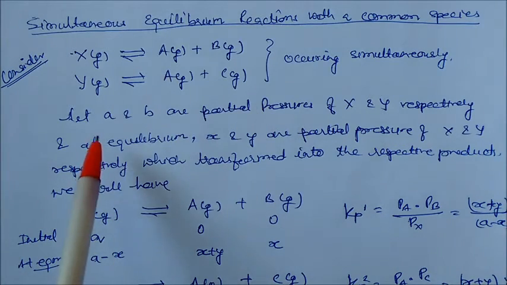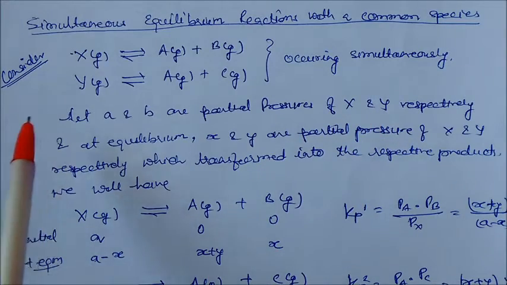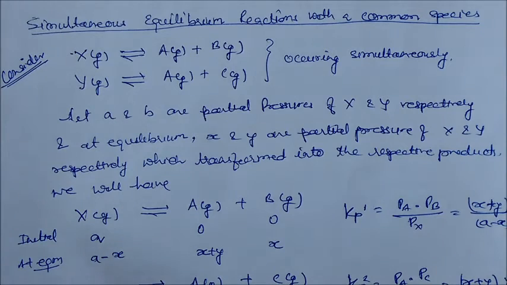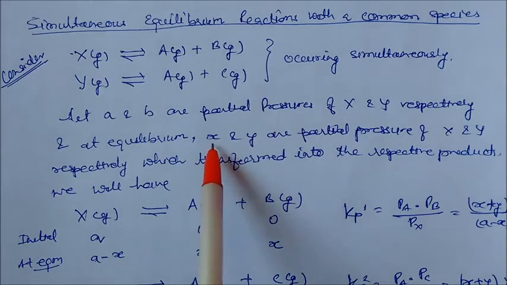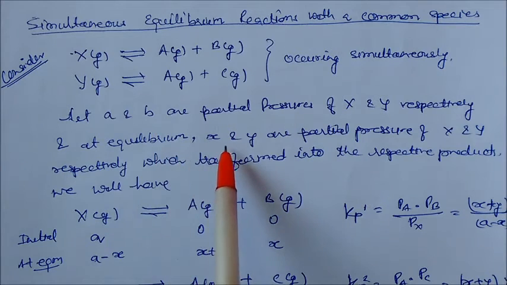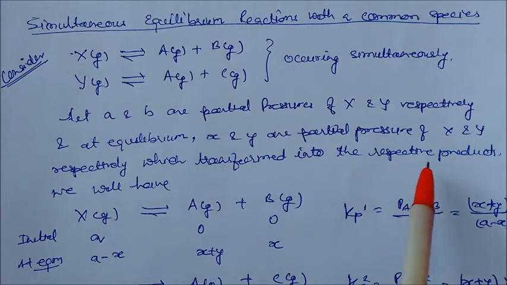So in these equations, let us take a and b as the initial partial pressures of X and Y. So this gas is giving a partial pressure, this Y is giving b partial pressure. At equilibrium, let the partial pressures of X and Y that dissociate be x and y respectively. So the initial pressures are a and b, and after that at equilibrium it becomes x and y, so it is transferred into the respective products.